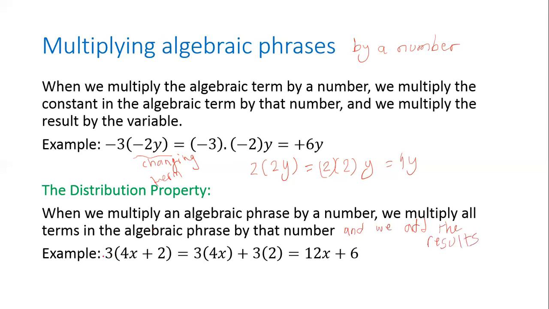For example, 3 multiplied by the algebraic phrase 4x plus 2. So first, we multiply 3 by 4x. This will give us here 3 multiplied by 4x, and then we multiply 3 by 2, and we add the two results together. From the first one, we get 12x, and from the second one, we get 6. We cannot simplify it further since we are not given a specific value of x.